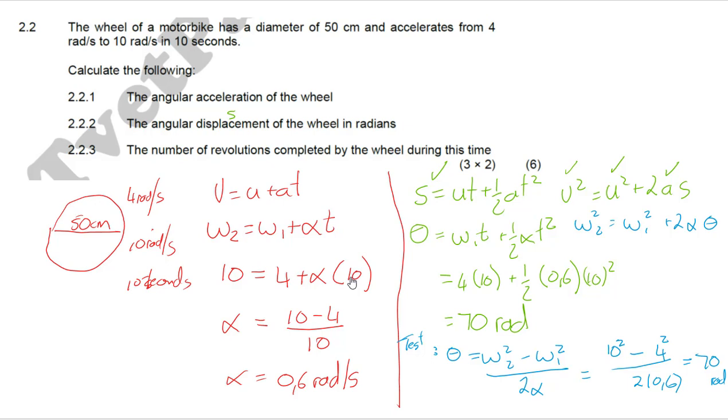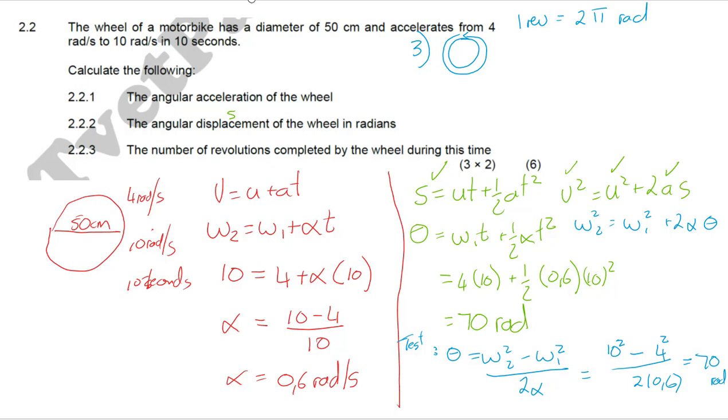The last question that we have to do is we're asked to calculate the number of revolutions completed by the wheel during this time. So let's choose a nice color here again. I think we'll stick with the blue. So number 3, the number of revolutions completed. What do we know? We know that the wheel has completed 70 radians. That's all we know. What else do we know? A wheel is a circle. So if I rotate once, how many radians is one revolution? One revolution is 2 pi radians.